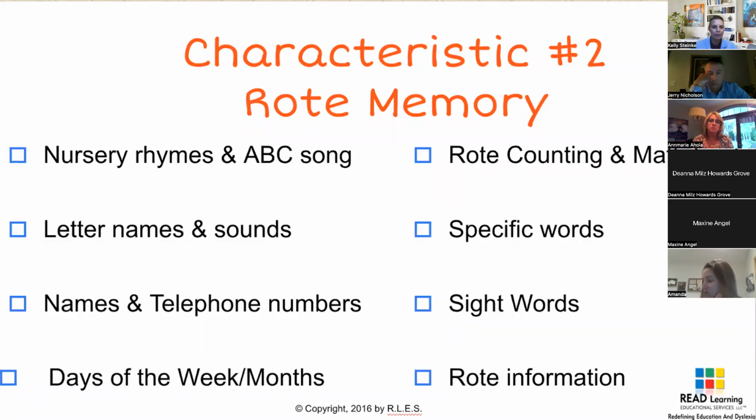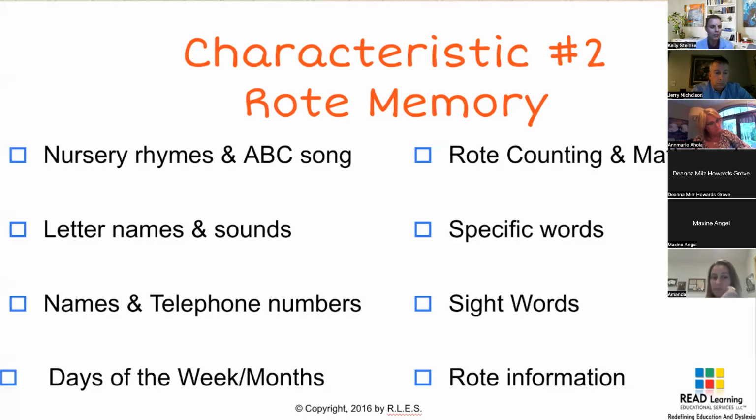Okay, secondly, another big picture characteristic of dyslexia is probably not what you'd expect. It's rote memory. And this starts from young and moves on to older students. You might see trouble in young students remembering the ABC song. Maybe they have to sing the song in order to say the ABCs. That's a good way to test it. Can you say your ABCs without singing it? They have a hard time remembering letter names and sounds.